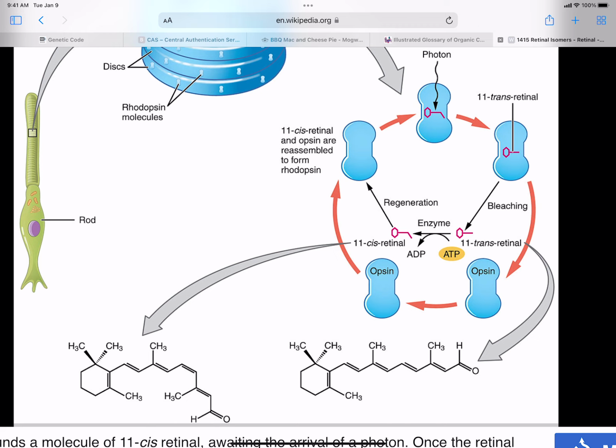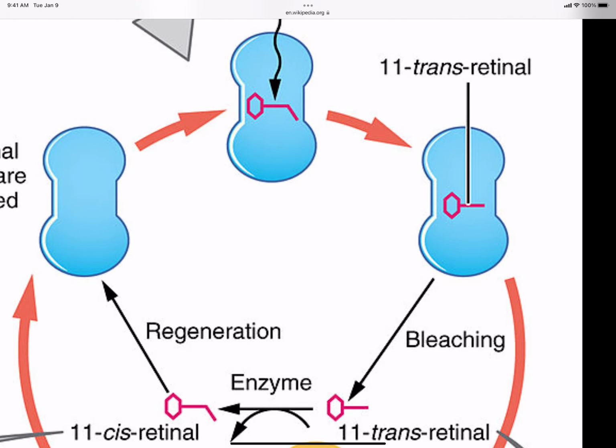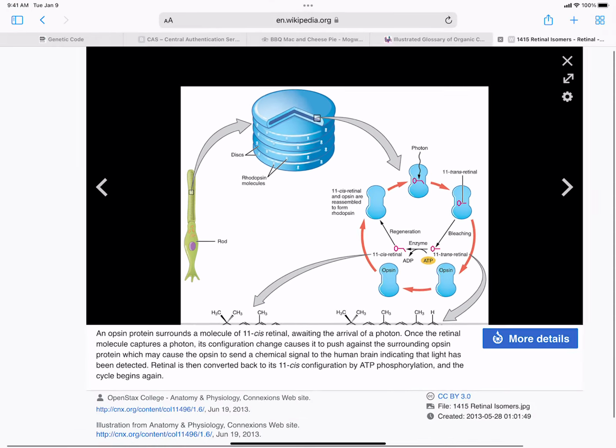So the retinal gets loaded in there. It absorbs visible light because it's highly conjugated. That means the HOMO-LUMO gap is in the range of visible light. Promoting an electron from HOMO to LUMO can weaken a bond, right? And that allows for this cis isomer to relax and isomerize to the trans isomer, but that results in a change of shape to the molecule, which is felt by the protein.